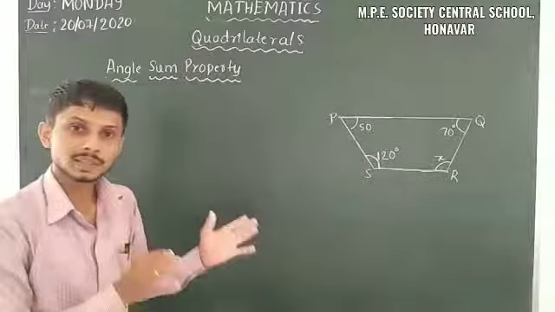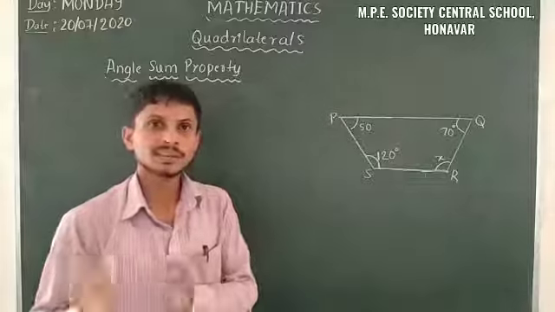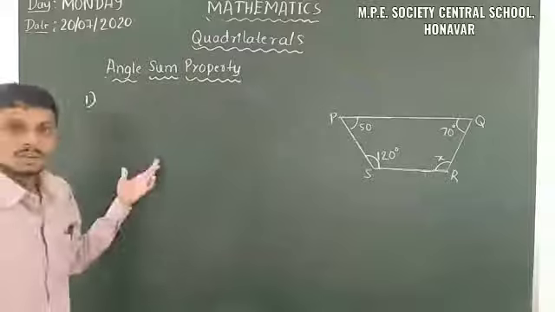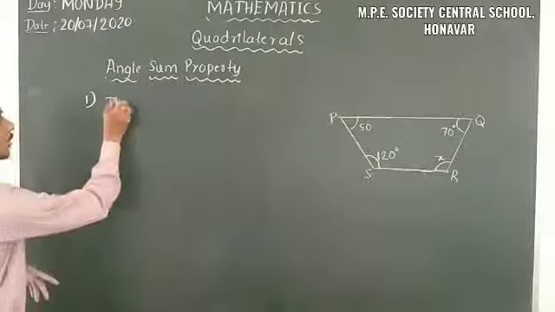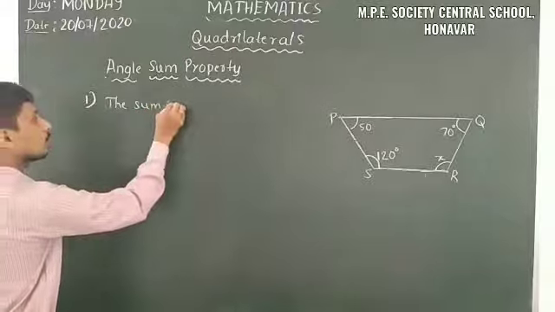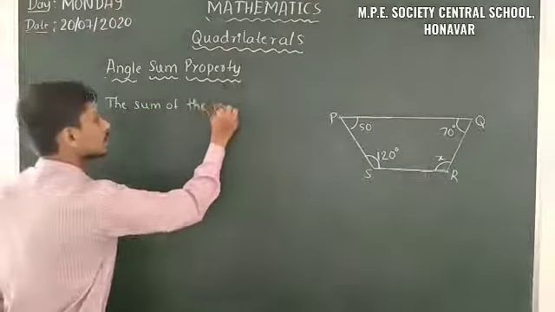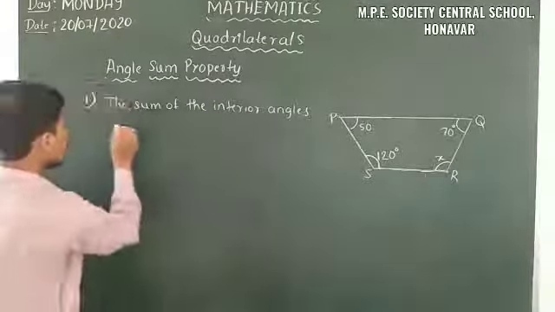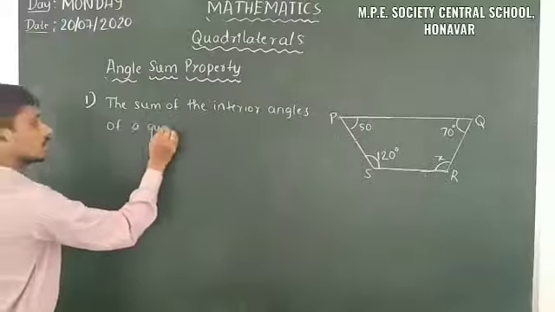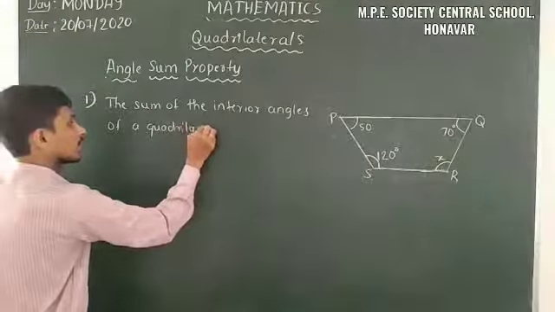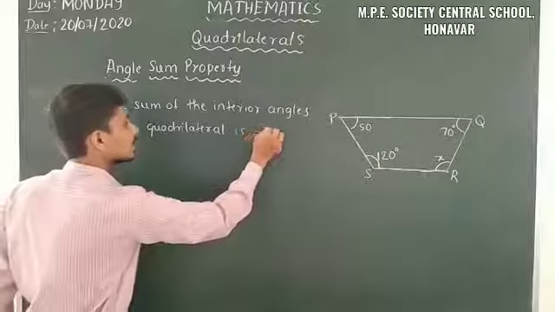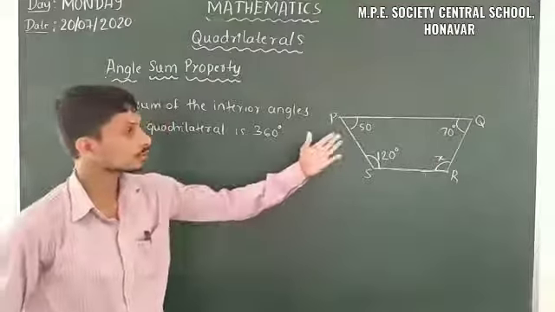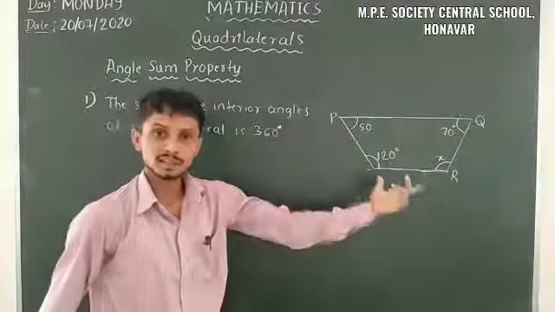With the help of the fact that the sum of the interior angles of a quadrilateral is 360 degree, we know that. So with the basis of that we have to add all those angles, and the result is 360 degree.